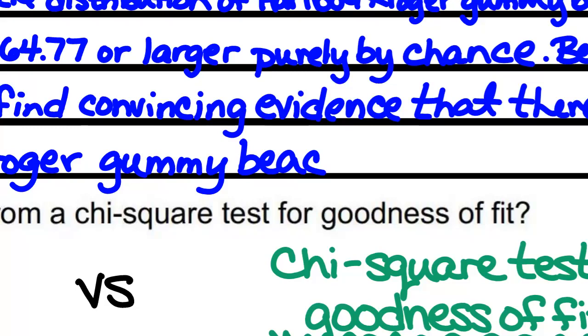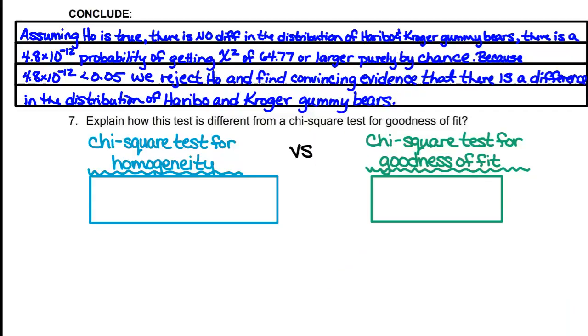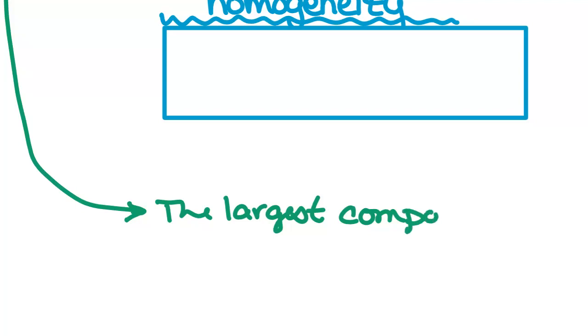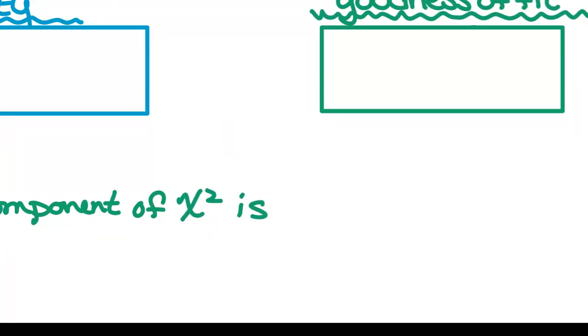Because we decided to reject the H0, what do we have to do? We have to do a follow-up analysis. So I'm going to have to write that down at the bottom. I ran out of room. Down here for my follow-up analysis. The largest component of chi-square is what? Which one was our biggest chi-square?